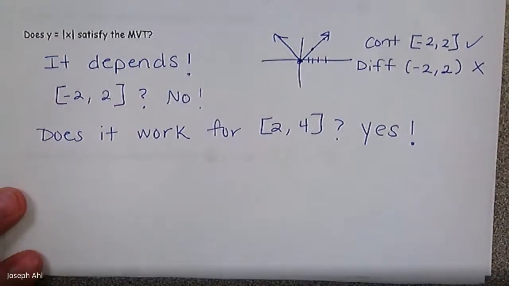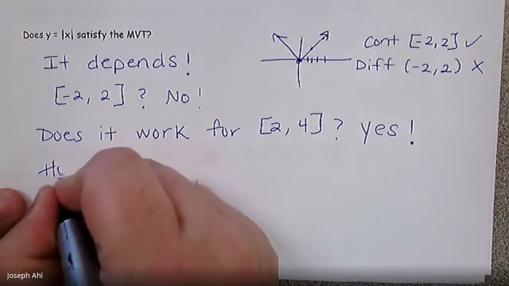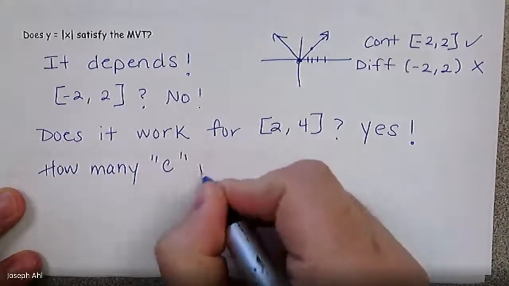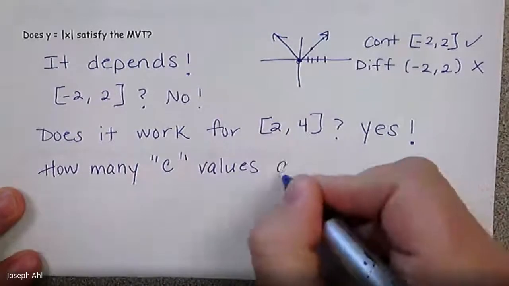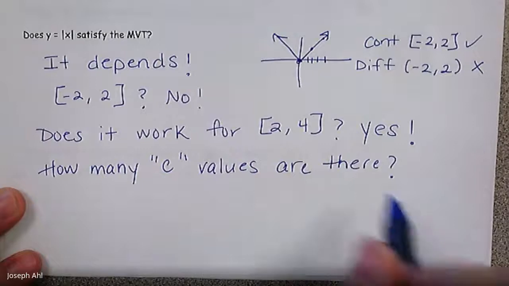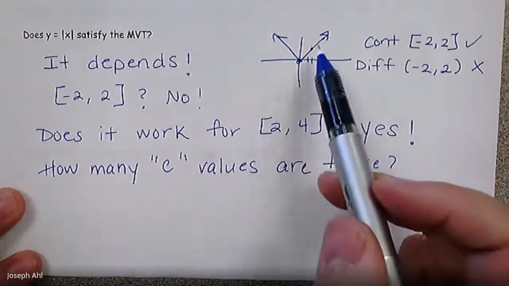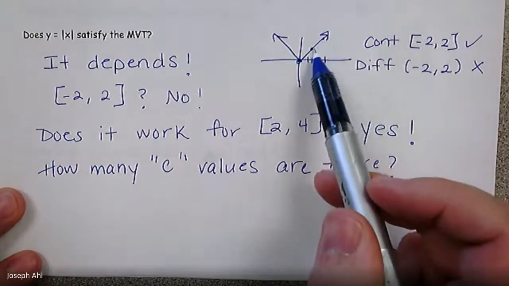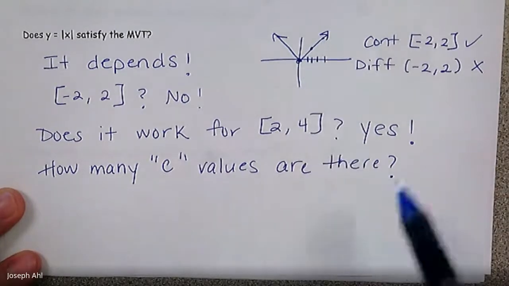Well, that's kind of an interesting thought then, because mean value theorem is when the slope of the secant and the slope of the tangent are equal. So how many c values would there be? How many c values are there that would satisfy the mean value theorem? Let's just say over 2 to 4. How many values could we find in between these such that the slope of that secant line and the slope of the tangent are the same?